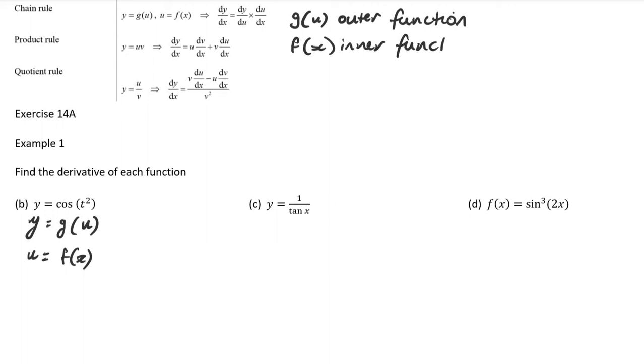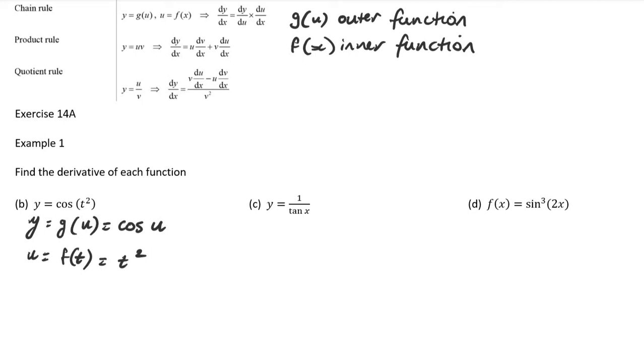You've got to be careful with use of variables, but there's nothing really conflicting here, except that in this question, it's not x, it's t. So we need to go a little bit further with what those functions are. g of u, the outer function here is a cos function, so it's cos of u. The inner function here is t squared.